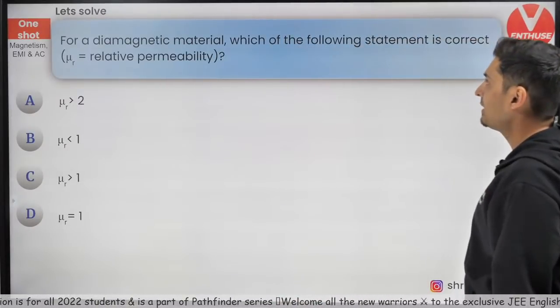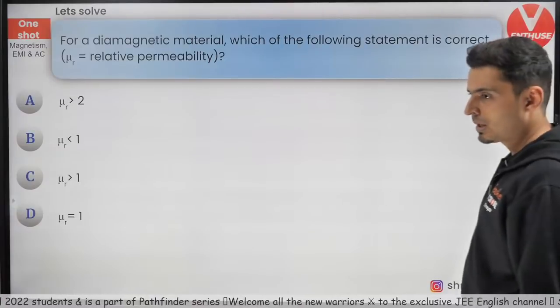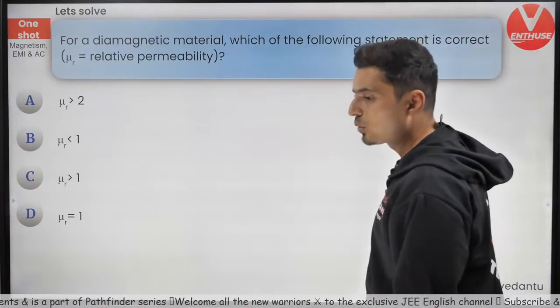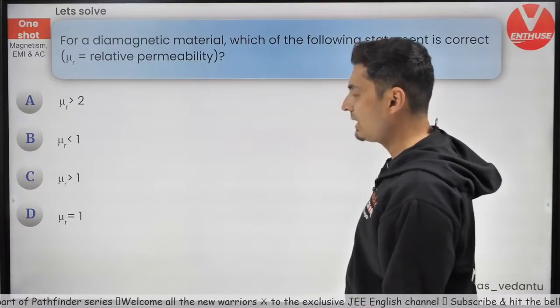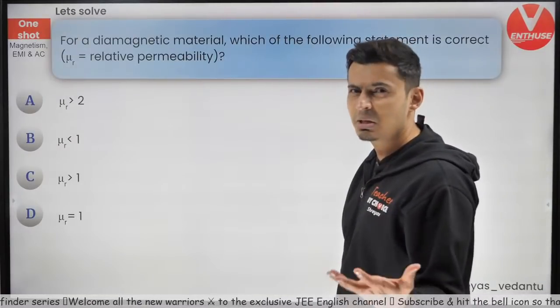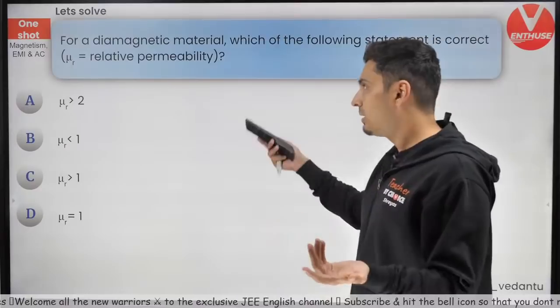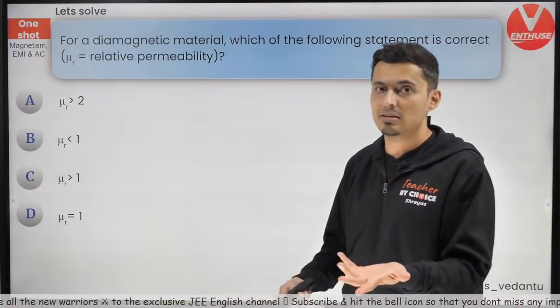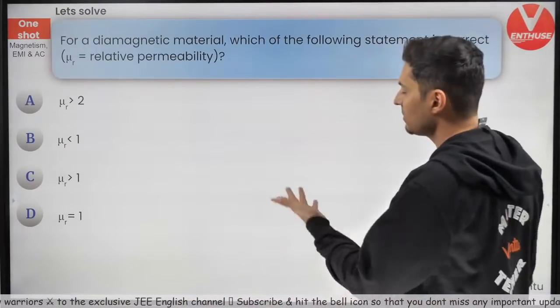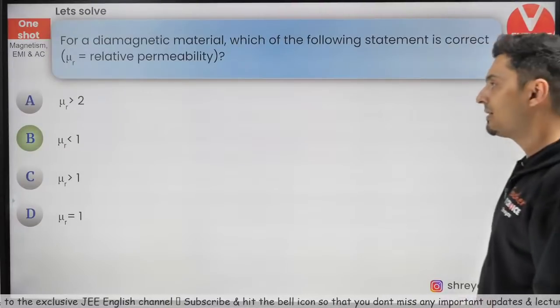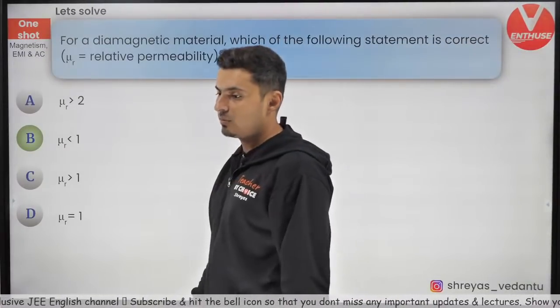For a diamagnetic material, which of the following statements is correct? Relative permeability will be more than 2, less than 1, more than 1, equal to 1. What if it comes in a case study? This concept can come in a case study or a passage question, so you never know. Yes, the answer is relative permeability is less than 1.